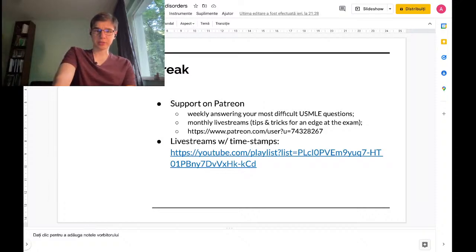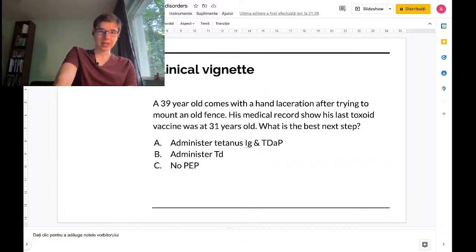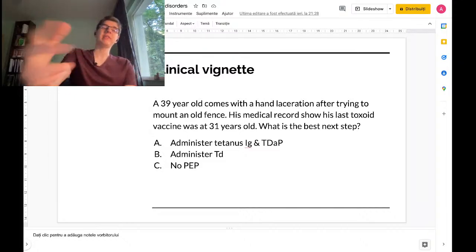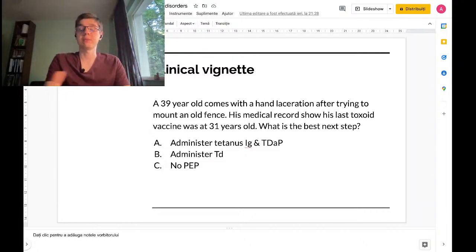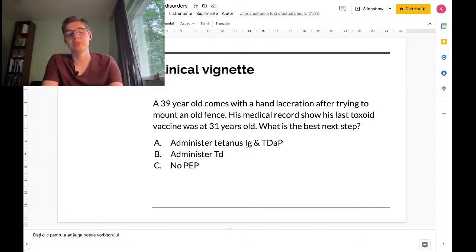Let's go to the next question. And let's talk vaccines. We have a 39-year-old who comes with a hand laceration after trying to mount an old fence. His medical record shows his last toxoid vaccine was at 31 years old. What is the best next step? We administer tetanus immunoglobulin and Tdap, we administer Td, or we do not give any post-exposure prophylaxis. Please let me know your answers by voting in the poll.